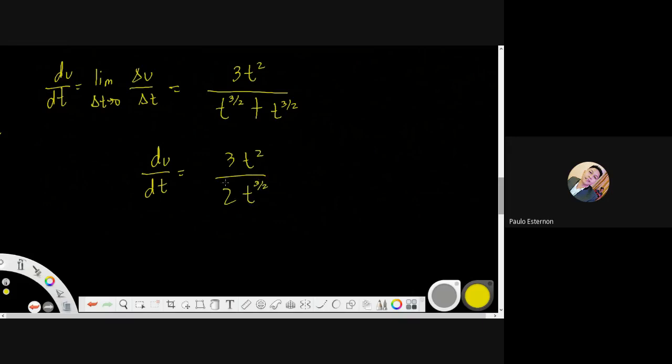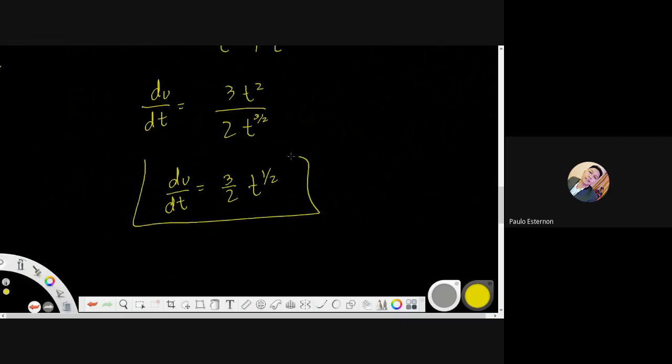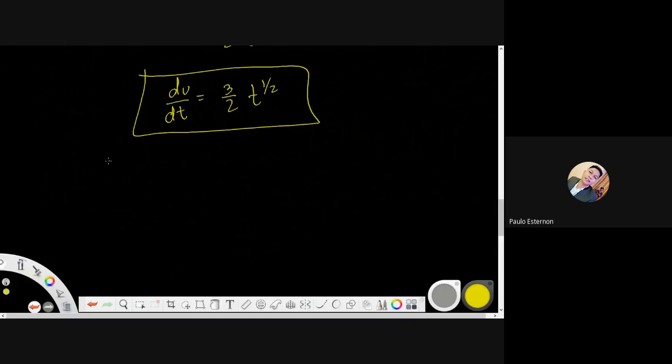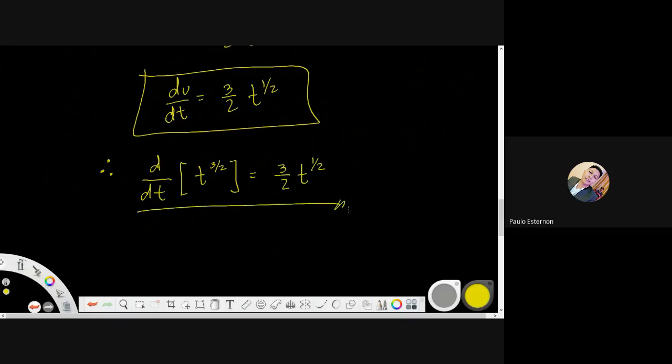Now, we have 3 halves as our constant, and then we have t squared all over t raised to 3 halves. Same base, so we are going to subtract the exponents. So 2 minus 3 halves, we have t raised to 1 half. And this is our final answer. So therefore, the derivative with respect to t of t raised to 3 halves, our u, is equal to 3 halves t raised to 1 half. That's it.